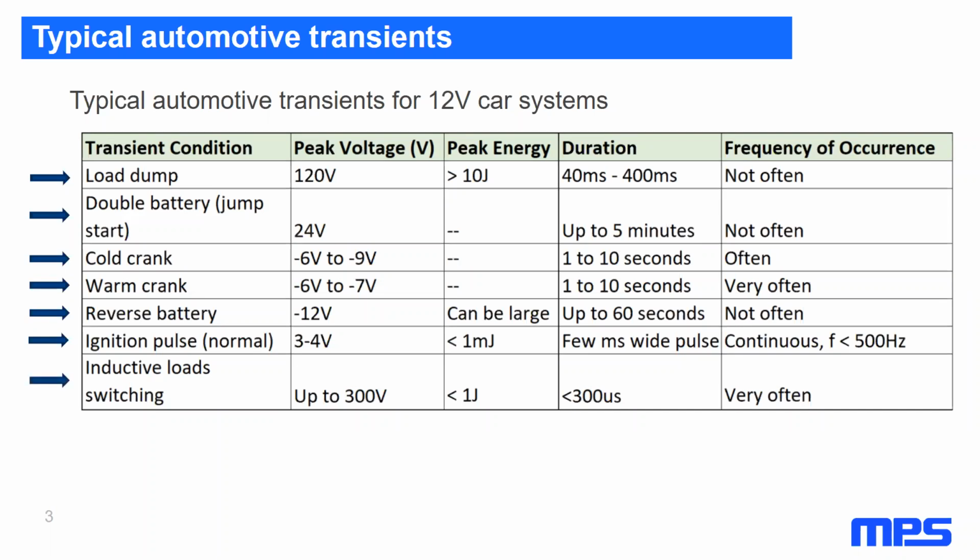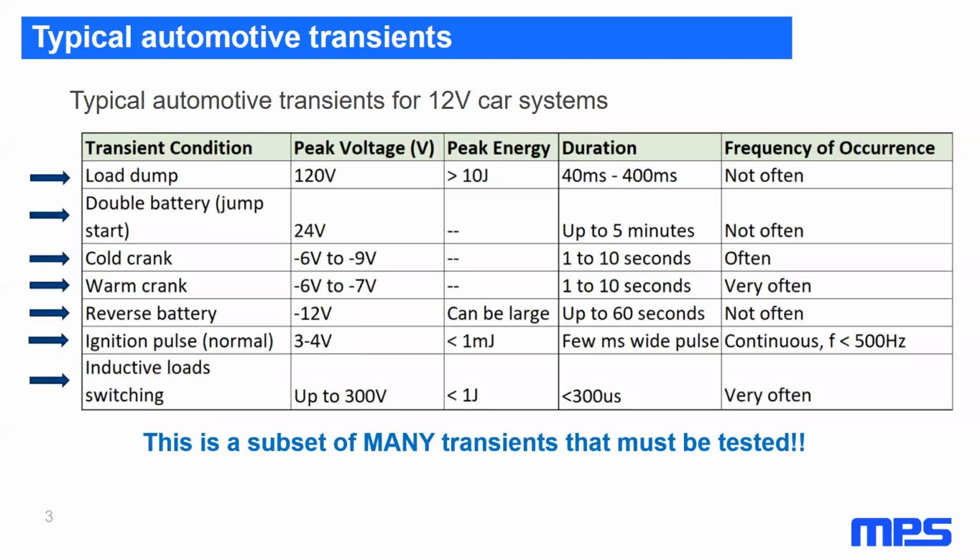Many inductive loads are present in every vehicle, and their switching behavior occurs very often. These transients can create moderate energy waveforms close to 300 volts, with durations that last for a few hundred microseconds. Although this list describes some of the more well-known transients that are considered, this is only a subset of the many transients that must be tested.